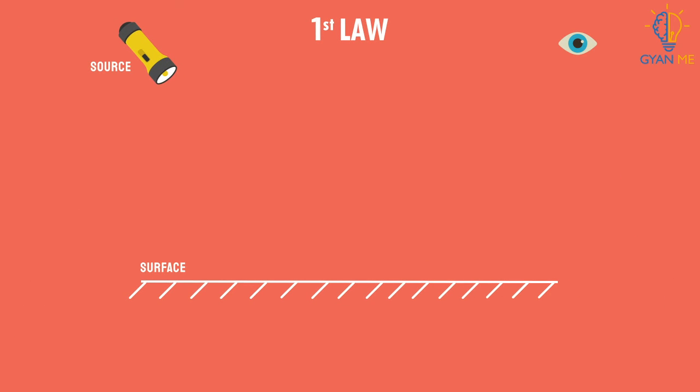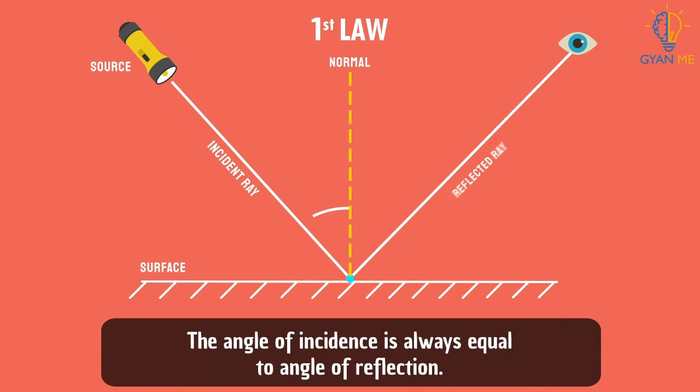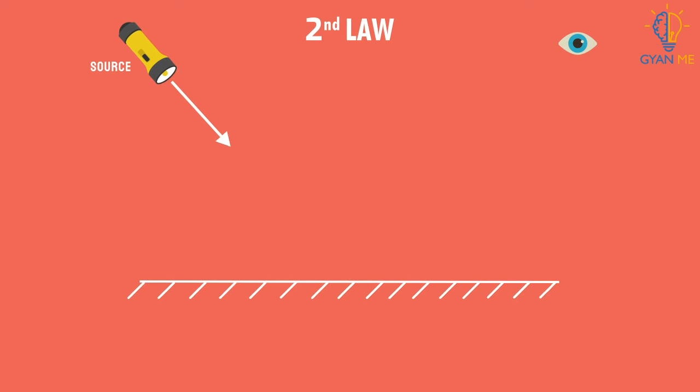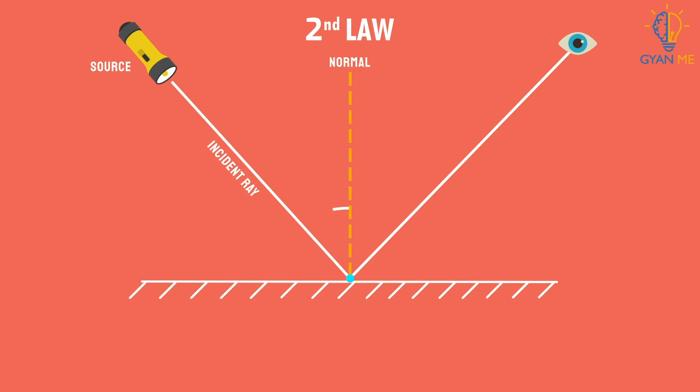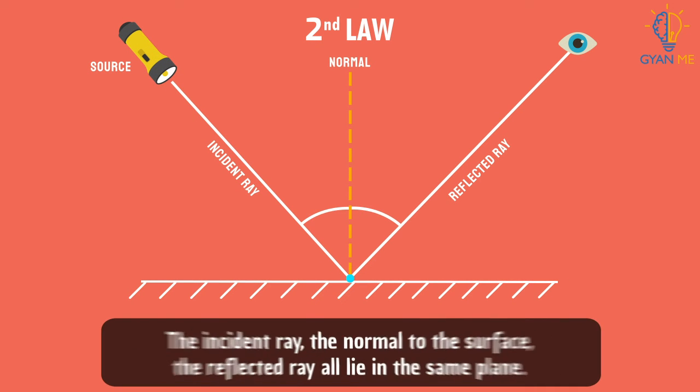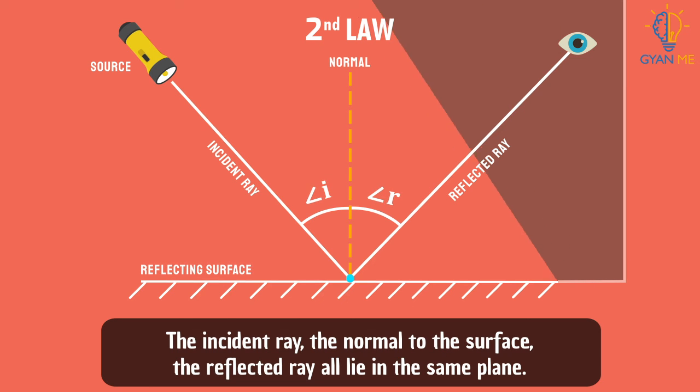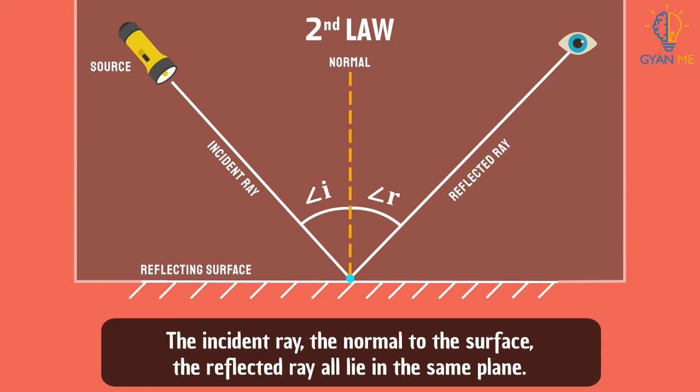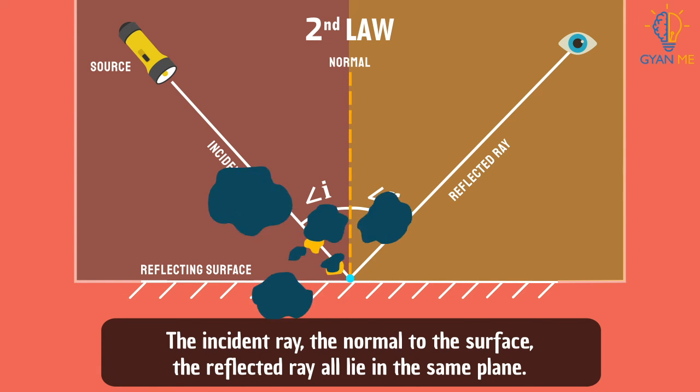First law says that the angle at which light falls or strikes the surface, it will go back at the same angle. Hence, the angle of incidence is always equal to the angle of reflection. Second law says the incident ray, the normal to the surface, and the reflected ray all lie in the same plane. This is because light incident from one side will go back on the same side as it is reflecting.